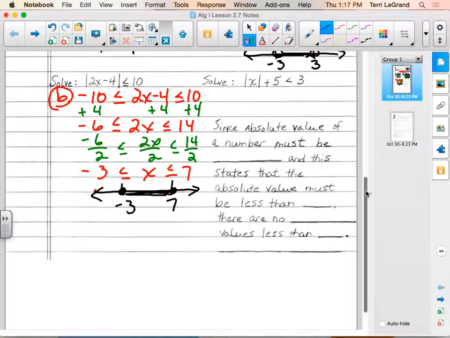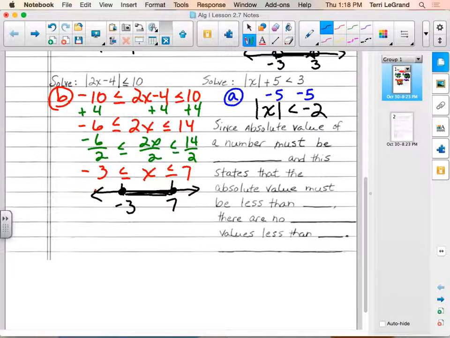Here we got one more we're going to do on this side. We have the absolute value of x, to which 5 is being added, and that is supposed to be less than 3. Do we need to do step A? Yes. Okay. What are we going to do? Subtract 5. Subtract 5 from both sides. And this says x is supposed to have a distance of less than -2 units.